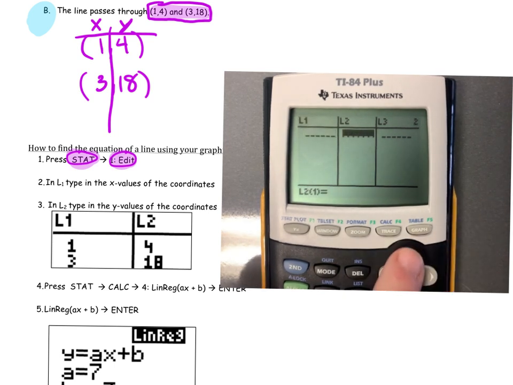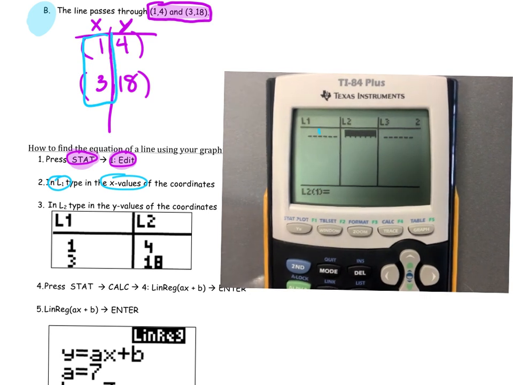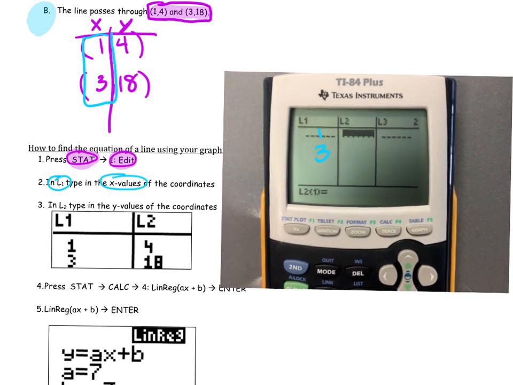Again, I'll say that again. If you want to clear out whatever is in L1 or L2, scroll up to the top, click Clear, Enter. Okay, so what we're going to do first is type our information into L1, which are the X values. So these X values are going into L1. So I want a 1 and a 3 here, and 4 and 18 will be in L2. Okay, so I'm just writing it out, but that's what we're going to do right now.